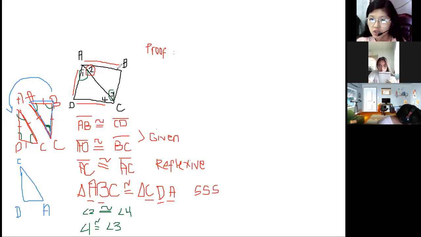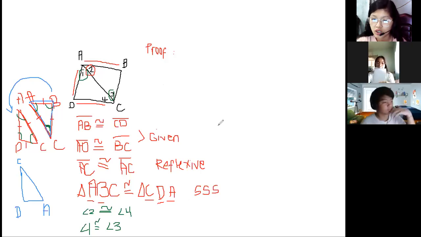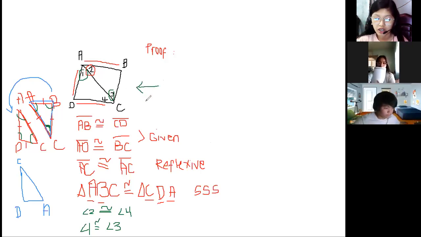Kasi yung kanyang mga opposite sides are congruent, yung kanyang diagonal, dahil doon, nagkaroon tayo ng 2 congruent triangles, and yung mga opposite sides natin, ay angle natin ay congruent. Therefore, kung yung mga sides, angles, at triangle na yon ay congruent, therefore, we can say that quadrilateral ABCD, this one is a parallelogram. Okay?